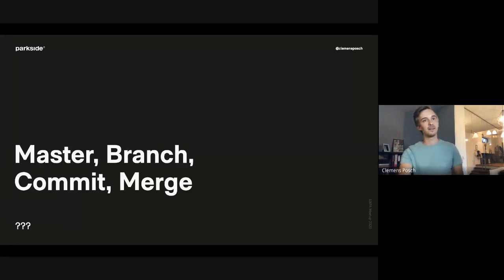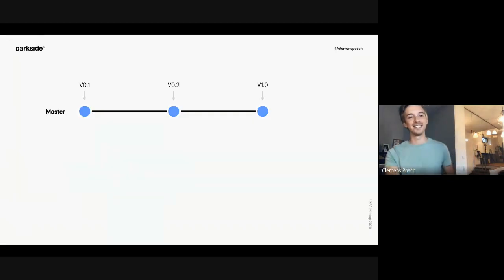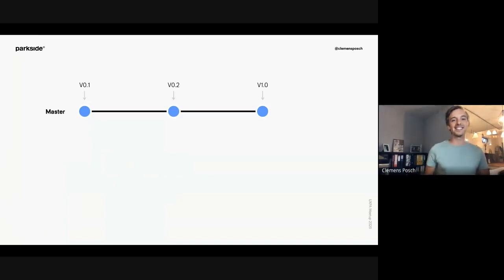So is anybody familiar with the terms master, branch, commit, merge? If yes, you can go grab another drink. I'll just explain that briefly, for all the other ones, in my words, as a non-developer. Git is a distributed version control system for tracking changes in source code during software development. It is designed for coordinating work among programmers, but it can be used to track changes in any set of files. Its goals include speed, data integrity, and support for distributed and nonlinear workflows.